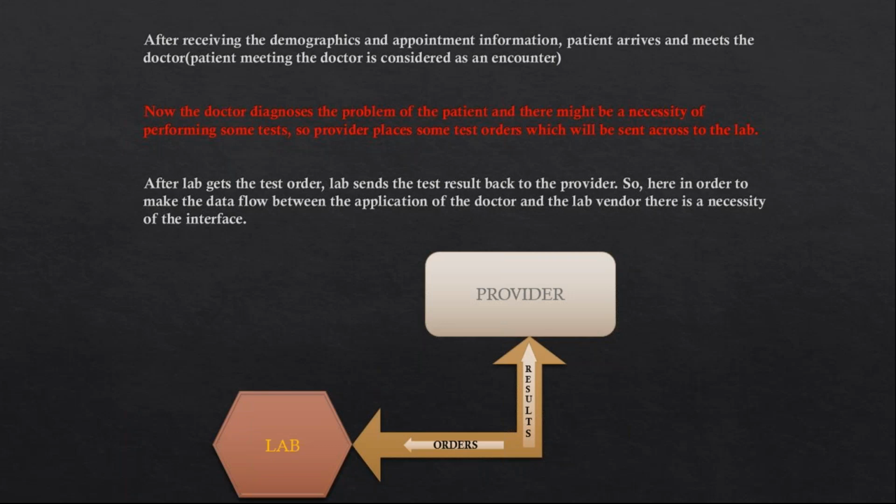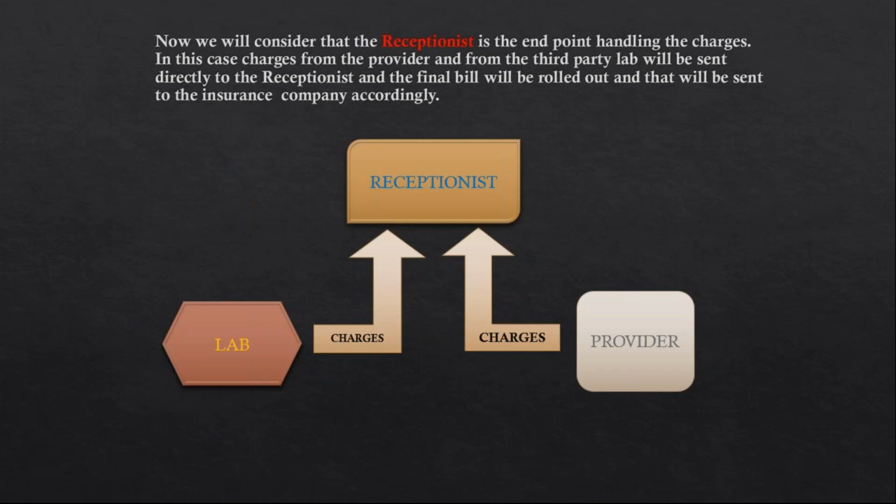The doctor will go ahead and place an order, and that order will be sent to the lab. The lab will perform the tests on the patient and send the results back to the clinician's EHR desk. Once that is done, the doctor will determine what the problem is and sign off the chart by giving some procedures and providing some medications. So the doctor's work is done.